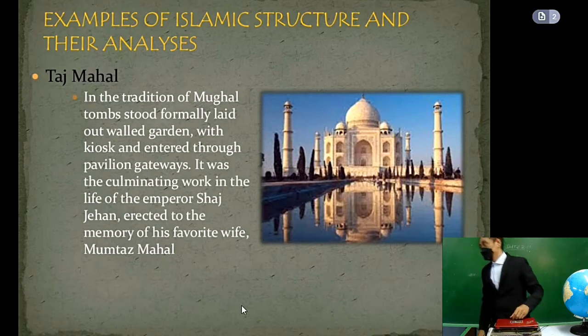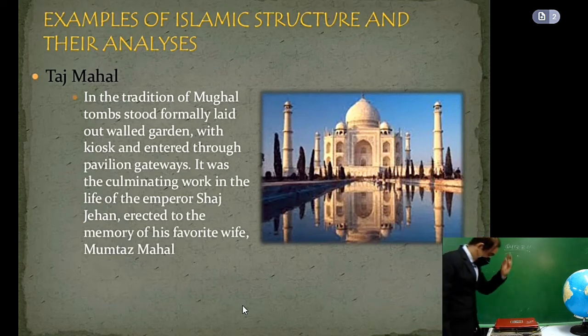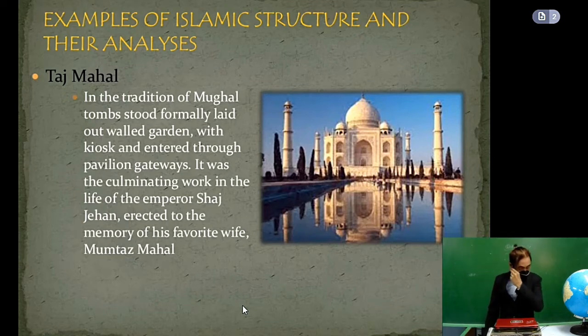The Taj Mahal is the very perfect example of Islamic architecture. Very splendid. That's majestical work of art, immortal work of art from then until now. In tradition of the Mughal, tombs stood formally laid out, walled garden with kiosk, and entered through the pavilion gateways. It was the culminating work in the life of the Emperor Shah Jahan, erected to the memory of his wife, Mumtaz Mahal.